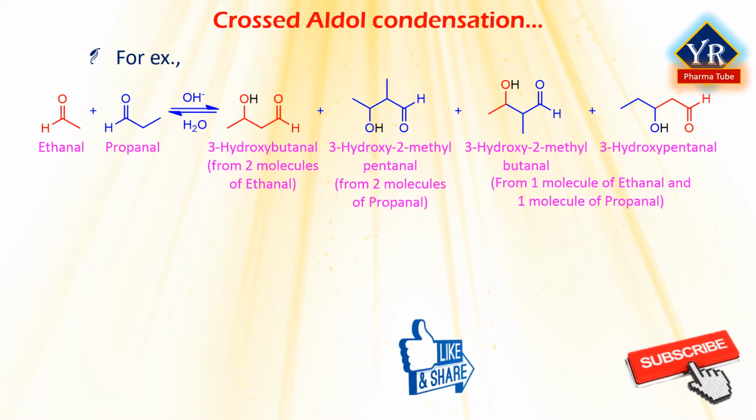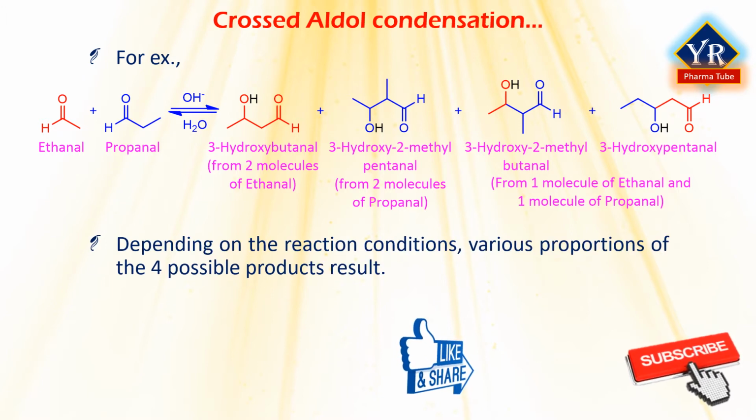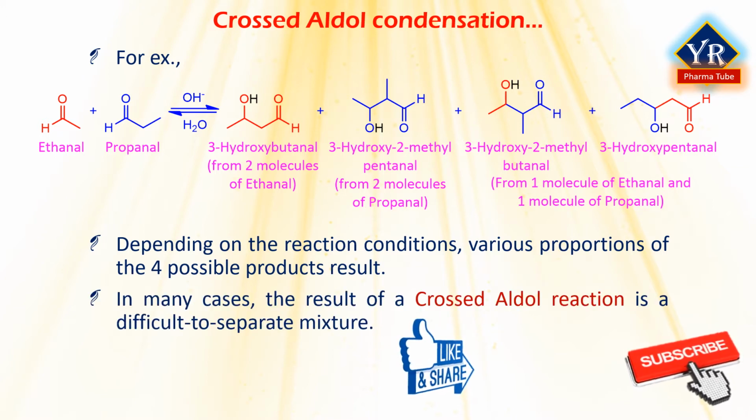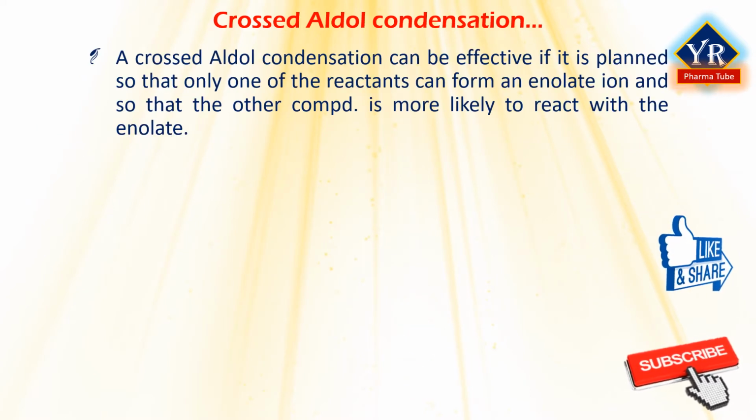Also, self-condensations of ethanal and propanal continue to take place. Depending on the reaction conditions, various proportions of the four possible products result. In many cases, the result of a crossed aldol reaction is a difficult to separate mixture. A crossed aldol condensation can be effective if it is planned so that only one of the reactants can form an enolate ion and so that the other compound is more likely to react with the enolate.